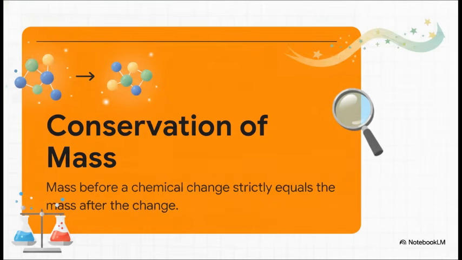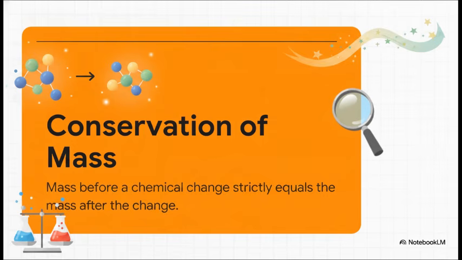So, what is this absolutely crucial law all about? Basically, it states that the mass of substances before a chemical change strictly equals the mass of the substances after the change.